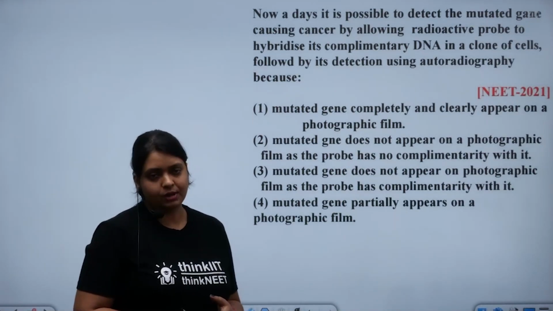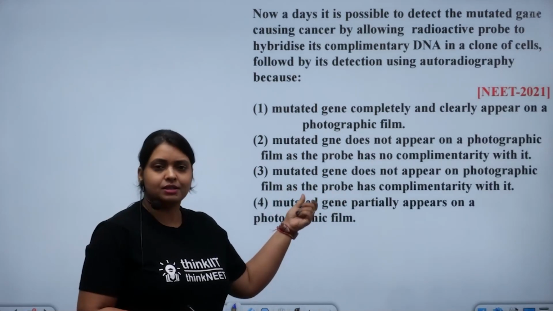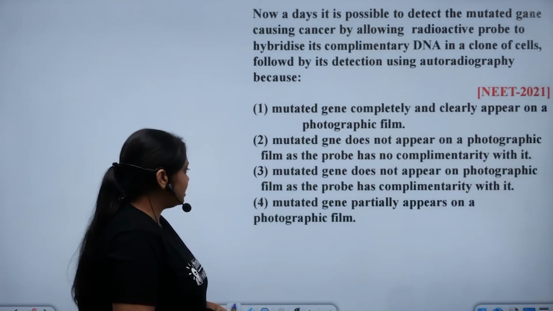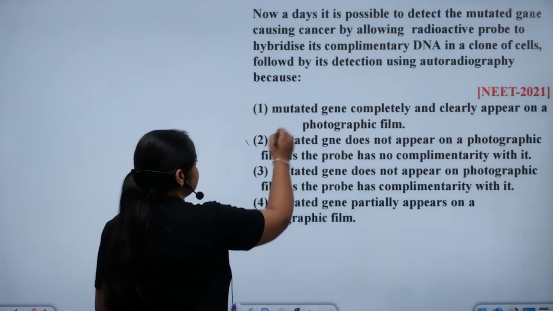Third, the mutated gene does not appear on a photographic film as the probe has complementarity with it. No, it is not, because if it is complementary, then it will be visible, and the statement is just the opposite of what it is saying. Fourth, the mutated gene partially appears on a photographic film. No. So the correct answer for this question is your second option.